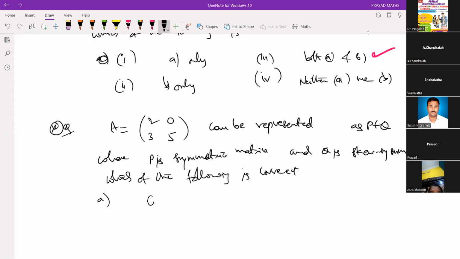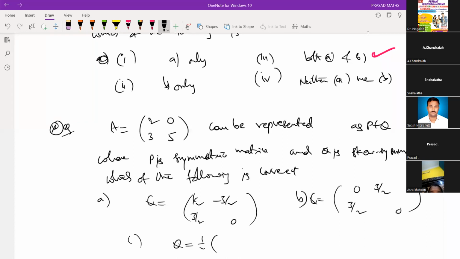Option A, Q is equal to 1 by 2 times [-3 by 2, 3 by 2, 0]. Option B, Q is equal to [0, 3 by 2, 3 by 2, 0]. Option C, Q is equal to 1 by 2 times [0, -3, 3, 0]. Option D, Q is equal to 1 by 2 times [2, 3, 0, 5]. So tell me which answer is right?